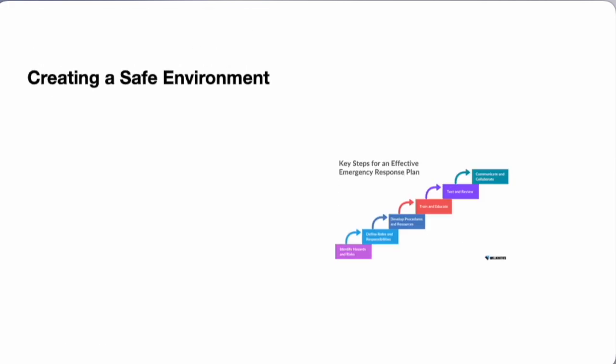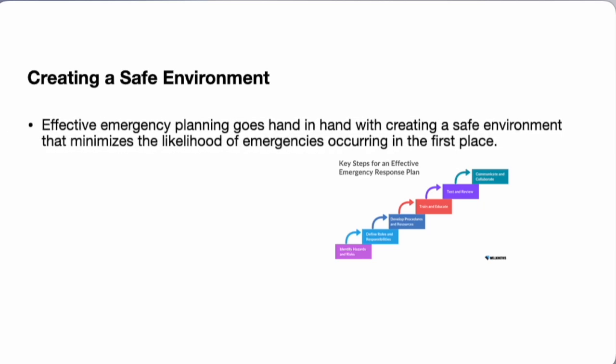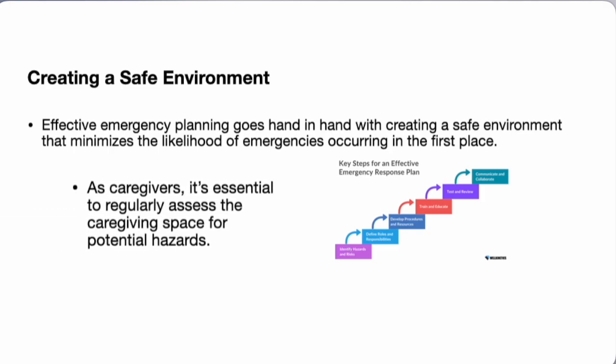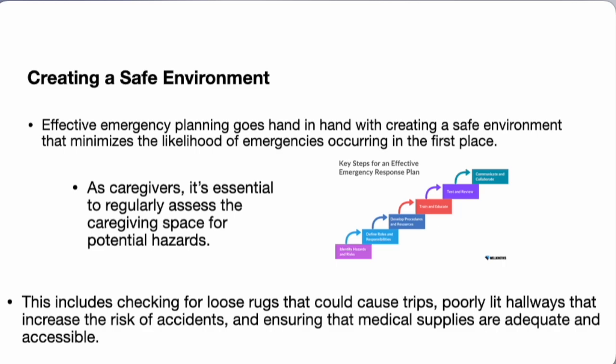Creating a safe environment. Effective emergency planning goes hand in hand with creating a safe environment that minimizes the likelihood of emergencies occurring in the first place. As caregivers, it's essential to regularly assess the caregiving space for potential hazards. This includes checking for loose rugs that could cause trips, poorly lit hallways that increase the risk of accidents, and ensuring that medical supplies are adequate and accessible.